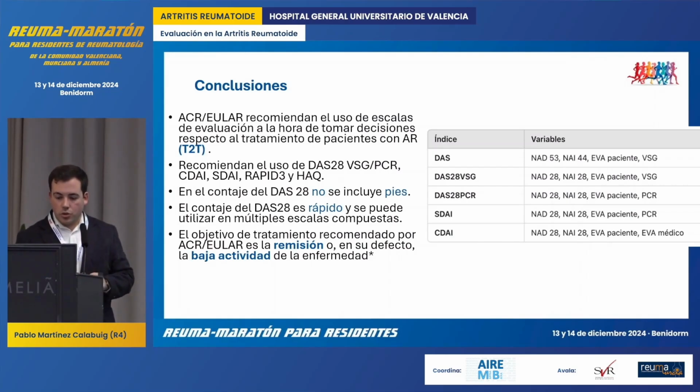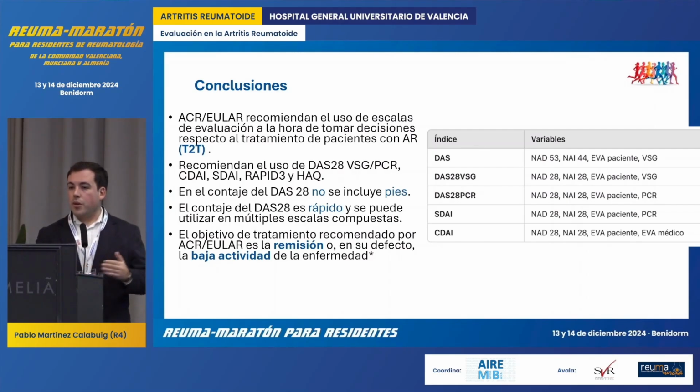In the DAS-28 joint count, the feet are not included. It's quick to perform, and with a trained person, any of you are already trained, you'll be able to carry out this joint count properly, which will be used by us and can be applied in multiple composite scales. And then, the treatment goal recommended by ACR and EULAR is remission, but if that's not achievable, in patients with long-standing rheumatoid arthritis, we will aim for low disease activity.